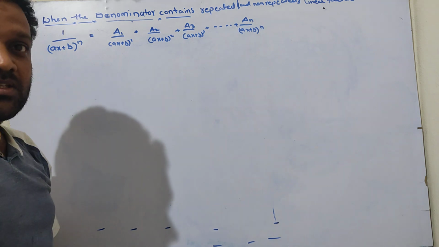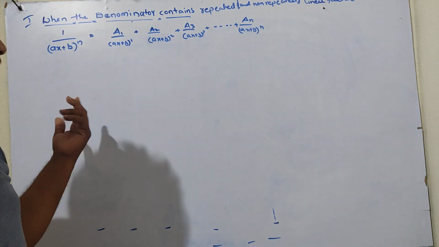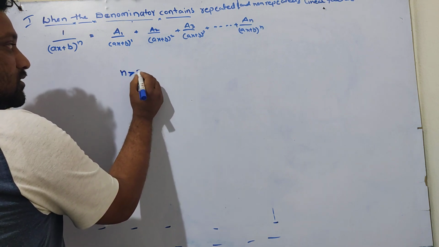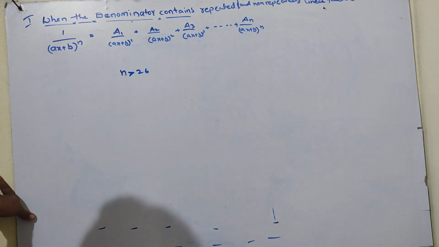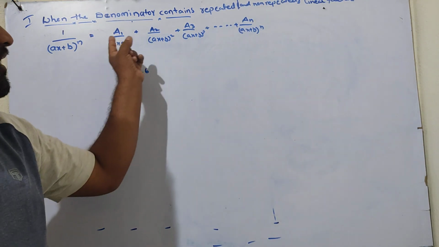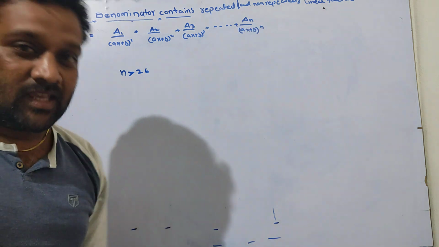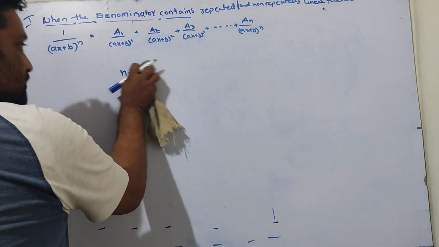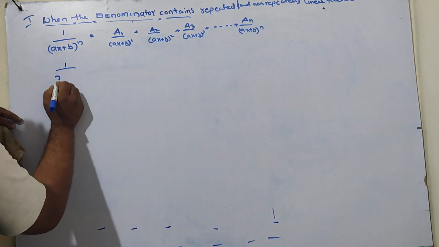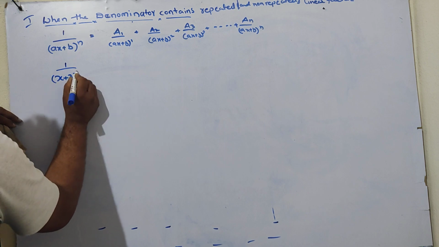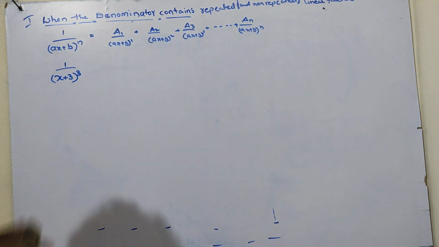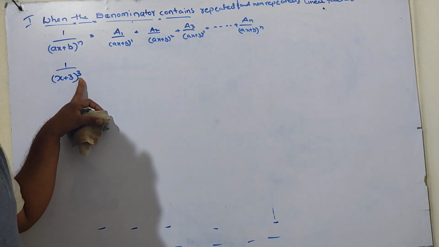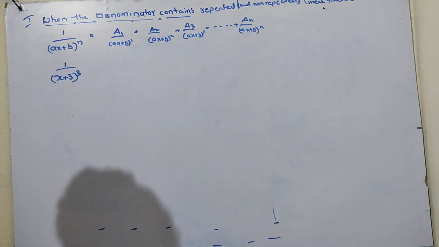Alphabets are only 26, so it is not enough to write if n is greater than 26. In that case alphabets are not enough. That's why we are taking the general formula, writing a1, a2, a3, a4 and so on up to an. For example, if you have 1 by (x plus 3) whole cube, then n is equal to 3 now. So that's why we have to take a, b, c.